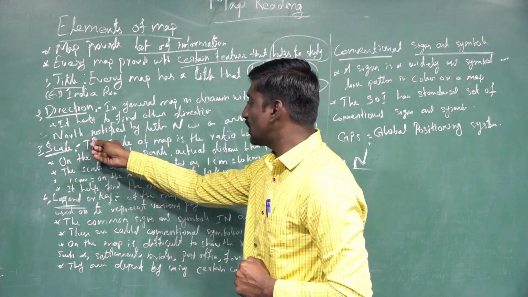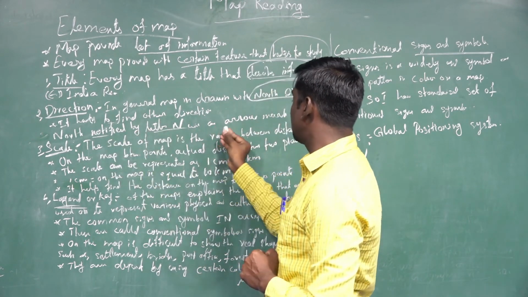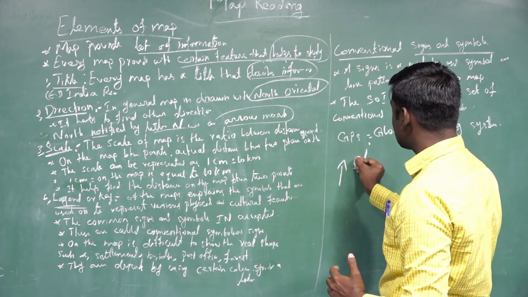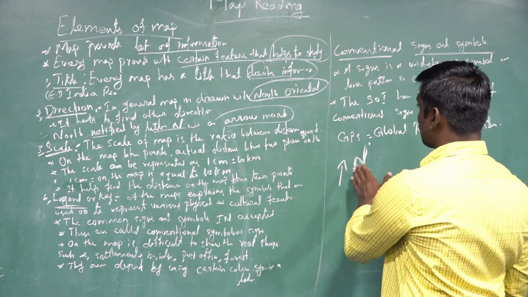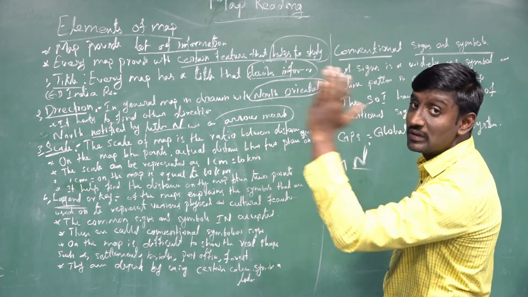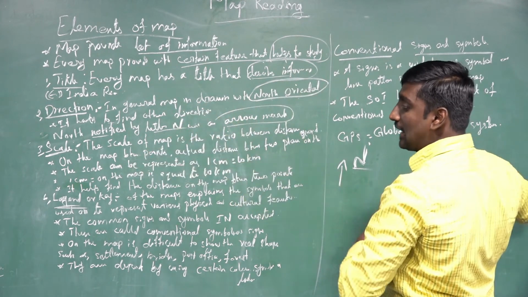North is notified by the letter N with an arrow mark. One arrow mark shows the north orientation. So the map is north oriented: north and south, west and east.